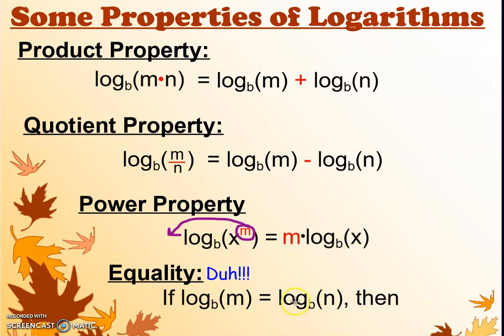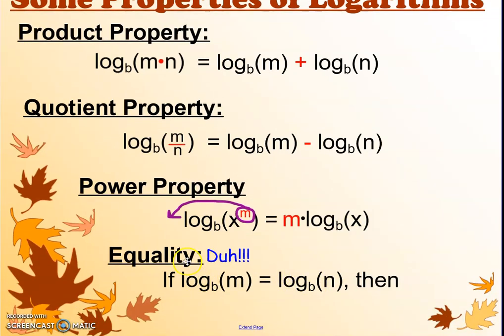And then, of course, at last, we have what's called the equality or the one-to-one property of logarithms. In this class, we call it the property. Because if log base b of m is equal to log base b of n, then clearly m and n have to be equal.